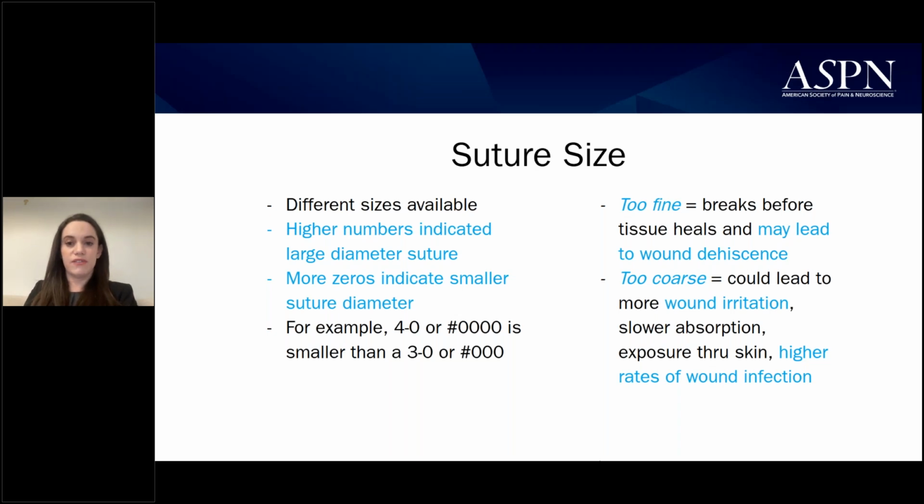Additionally, sutures come in a variety of sizes. So the more zeros you see indicates a smaller suture diameter. So for example, a 4-0 is going to be smaller than a 3-0 suture. And it's important to pick the right suture size when closing. Too fine of a suture can lead to wound dehiscence if your suture breaks before the tissue heals. And too coarse of a suture can cause wound irritation and increase your risk of wound infection.